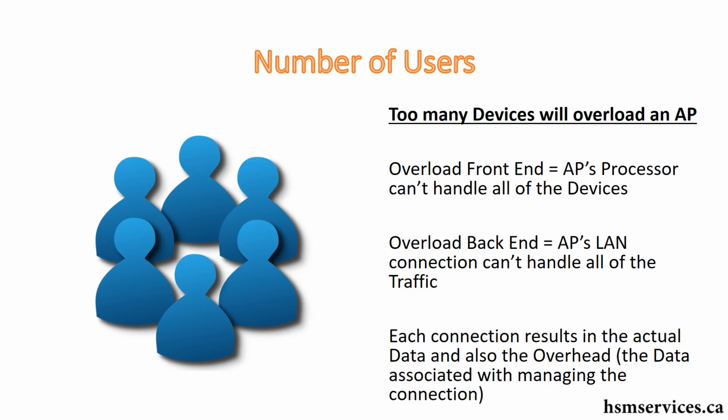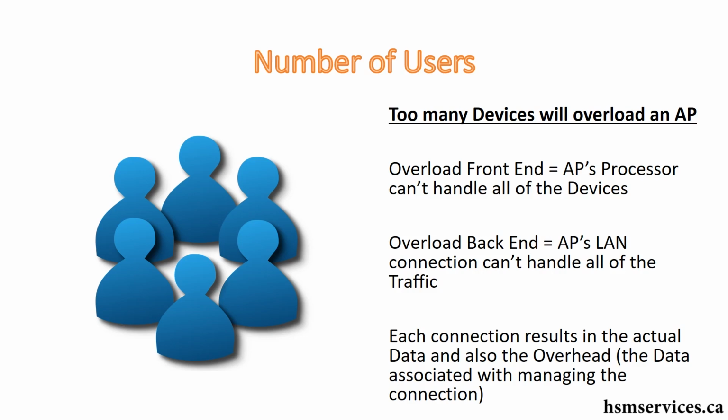And the second way that it can crash is it's only got a certain back-end LAN connection. So you've got one data cable going back to your switch. So even if you've got a small number of devices connected to your access point, if they're all doing video conferencing or something, then they're not all going to get the traffic that they want, and the LAN connection will become congested. You have to remember that each LAN connection, each user, the AP is adding its management traffic, and the LAN is adding its management traffic on top of the actual data. So the amount of data connection that you think you have is actually less.